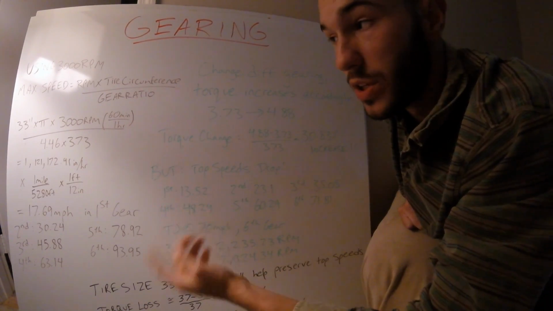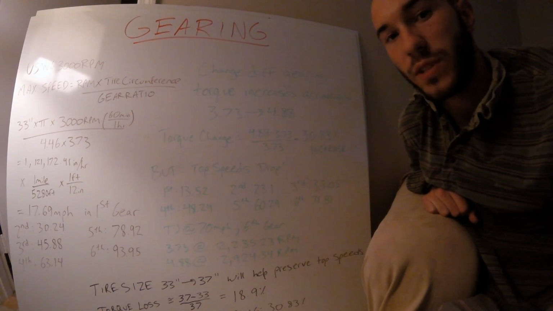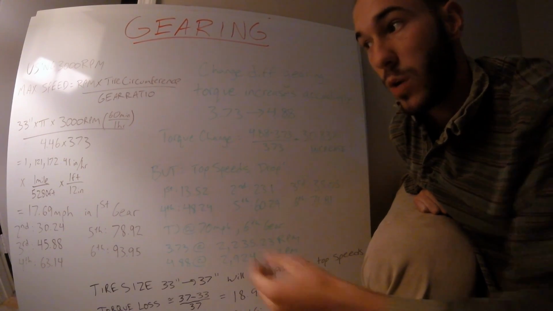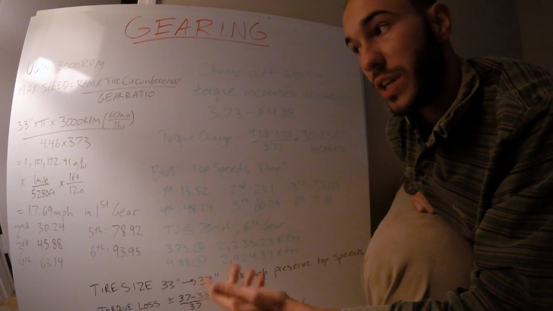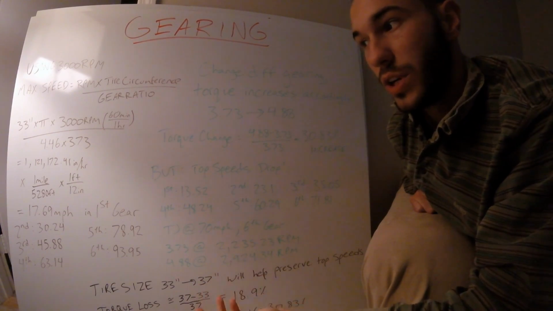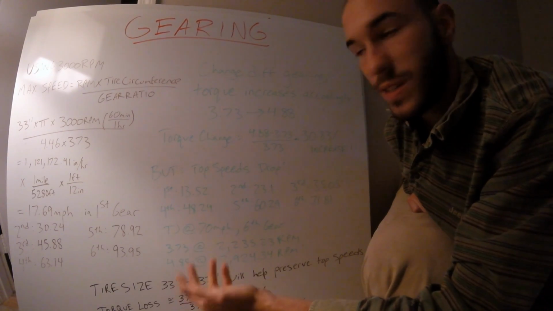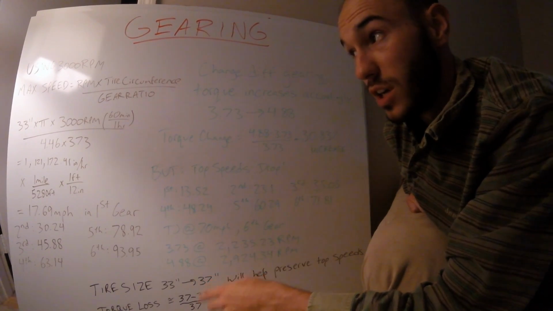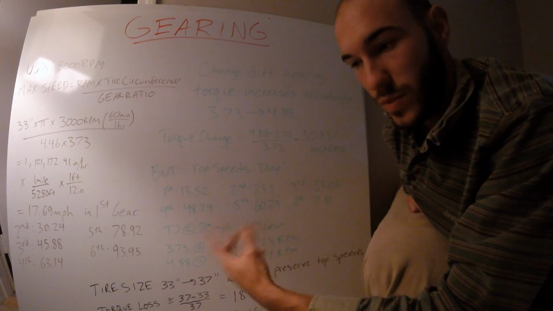So that gives us 1,121,172.41 inches per hour. We still have to convert a little bit to miles per hour, so we divide by 5,280 feet in a mile and 12 inches in a foot, and we end up with 17.69 miles per hour in first gear. So that's your top speed in first gear with this Jeep, with all the data that we laid out earlier.